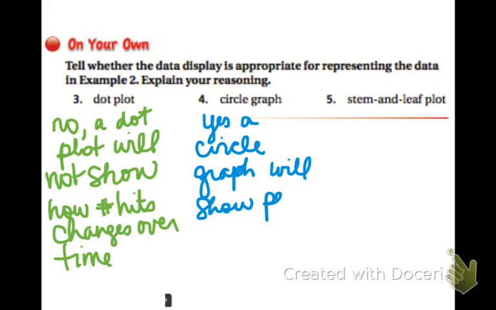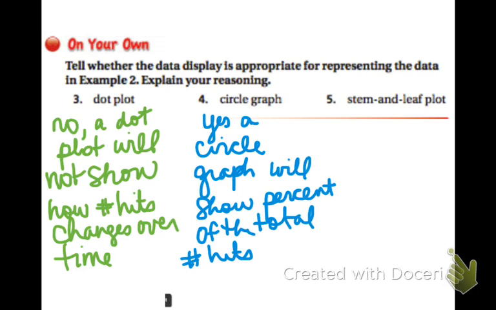will show the percent of the total number of hits for each month.